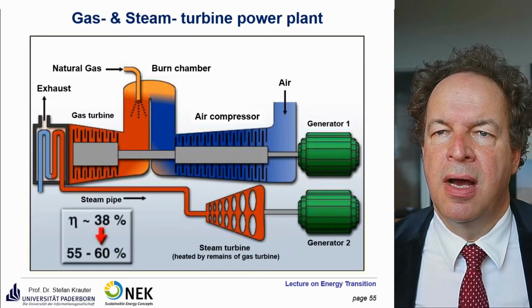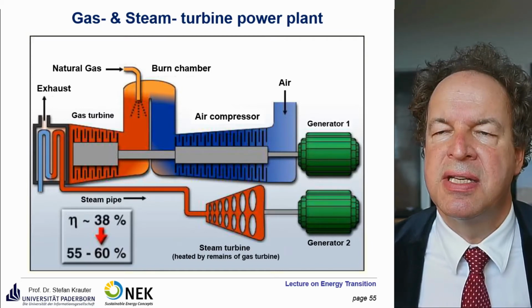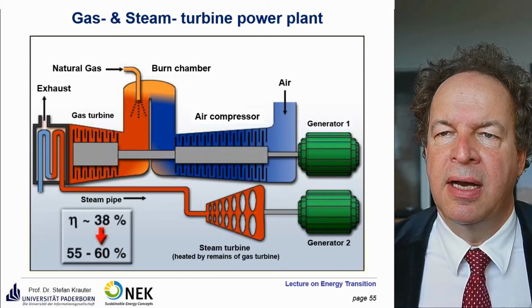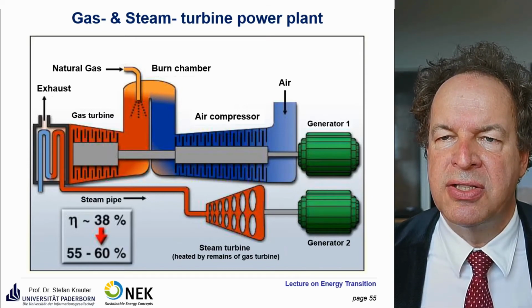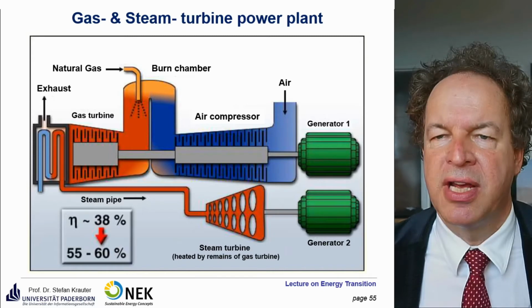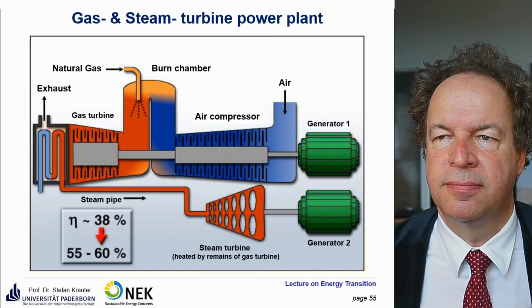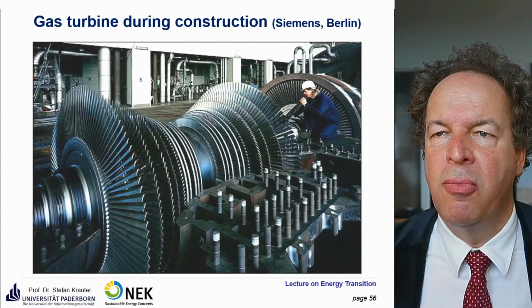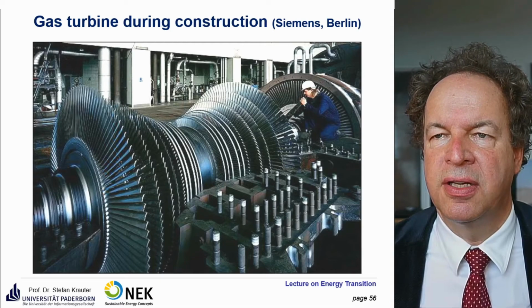Here you see a gas and steam combined power plant, so you can increase the conversion efficiency significantly by combining a gas turbine with a steam turbine. Efficiency can go up from 38% maximum up to 55 to 60%. This is a gas turbine made in Berlin-Moabit by the company Siemens. You see the different stages and the different compression levels of the wheels here.